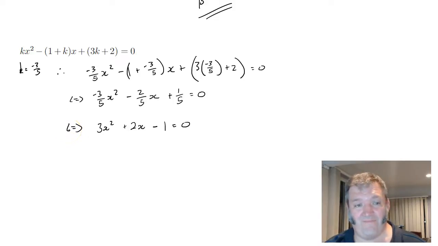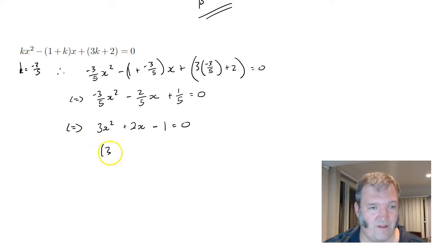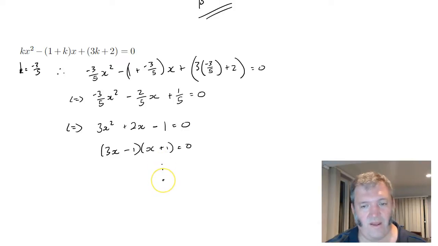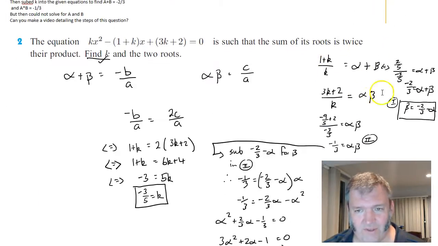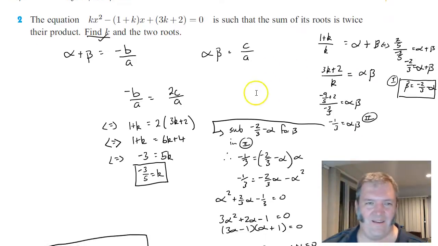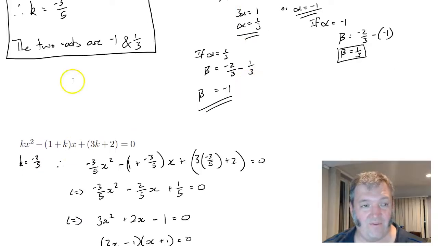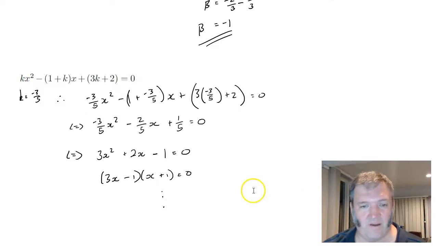What do we do now? Factorize. It's the same one we had before, isn't it? This is 3x minus 1, x plus 1 equals 0, and the rest of the equation works out the same. Maybe that's a fair bit easier, I think, than persevering with this sum and product and simultaneous equations. As I said, simultaneous equations where you've got a sum and a product are pretty nasty and yucky. We can go ahead and, once we've found our value of k, substitute them in and get the answer much more easily. I hope that helps.